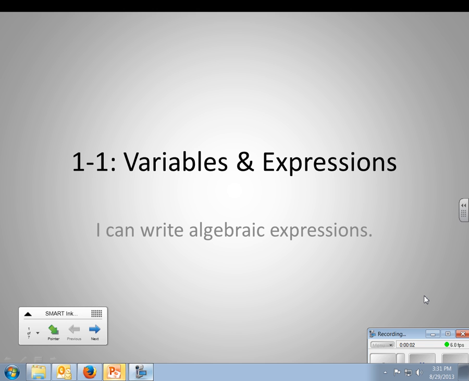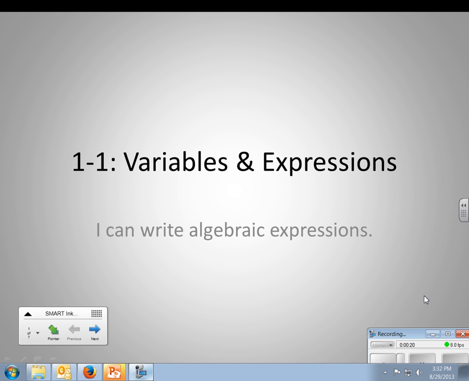In this lesson 1-1, we will be working with variables and expressions. At the top of your notes, what I'd like you to write is the title, Variables and Expressions, and I also want you to write the I can write algebraic expressions, and the date.